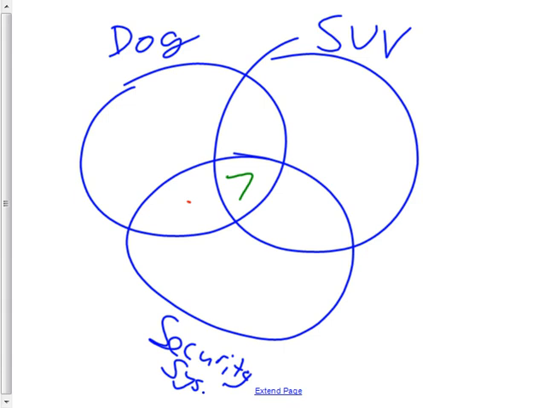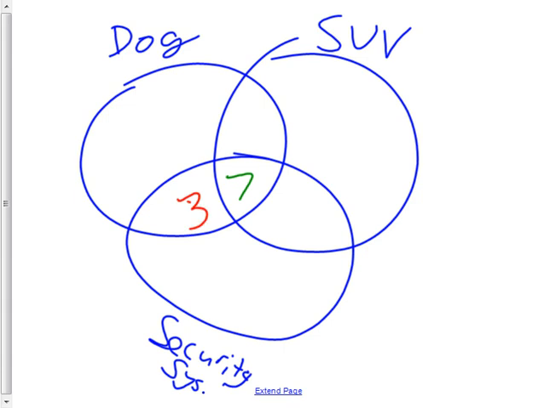Now, I should clarify. Just listen now. I should have really said that wrong, because I shouldn't have said dog and security system. I should have said dog and you have a security system and you don't have an SUV. So who has a dog and a security system and doesn't have an SUV? All right, I got 3 of those.